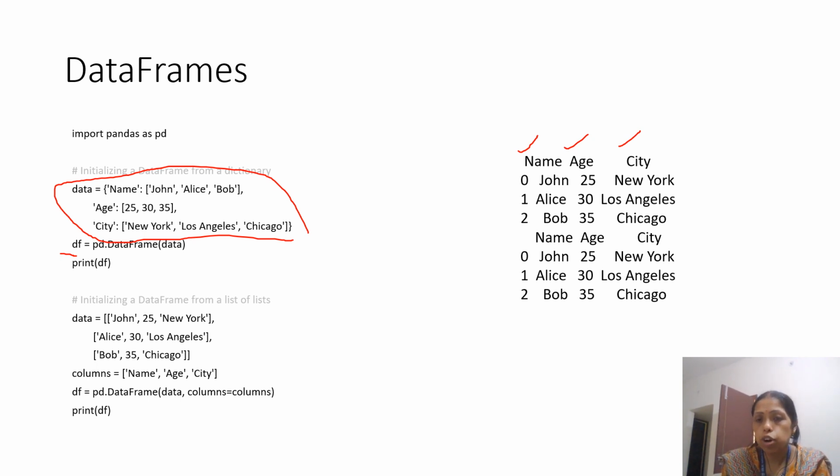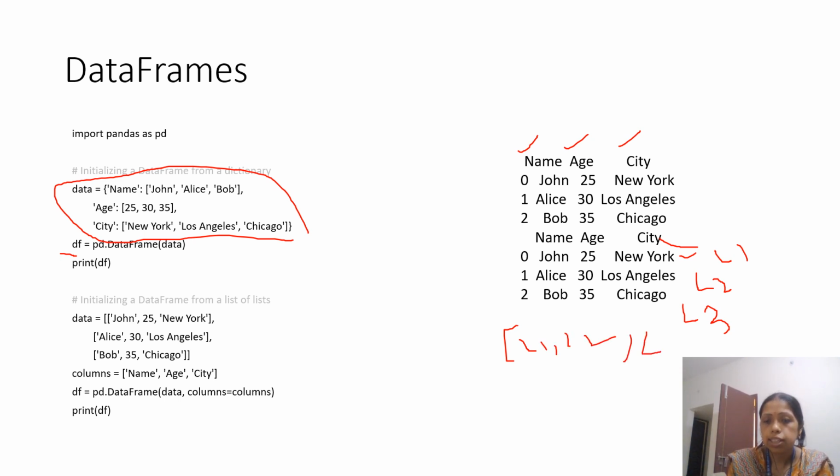Now the same data frame you want to create, but not in the form of a dictionary; it will be in the form of a list of lists. So how do we declare it now? First we declare each row. Here we did it column-wise; now we declare row by row. John, 25, New York is one list, L1. Alice, 30, Los Angeles is list 2. Bob, 35, Chicago is list 3. Then we write the main list as L1, comma, L2, comma, L3.